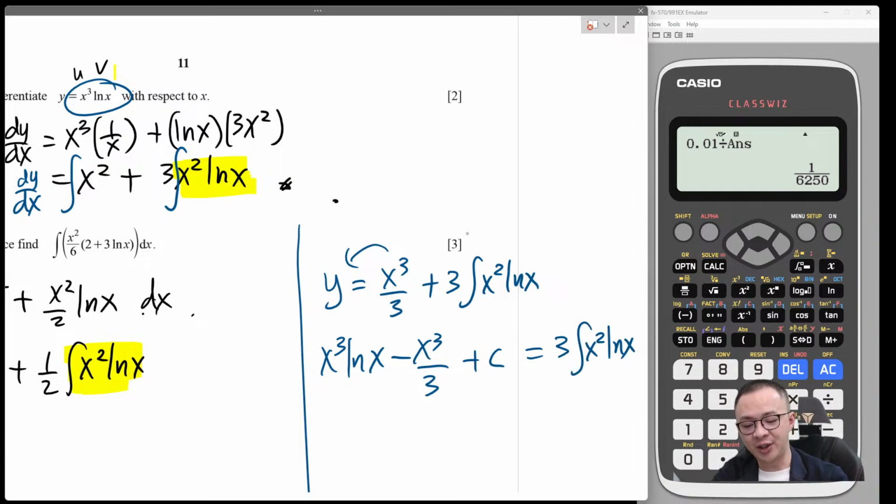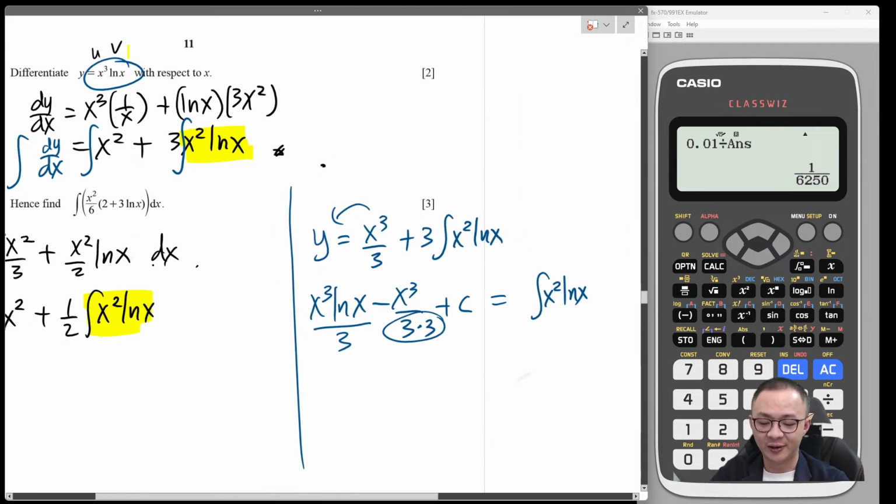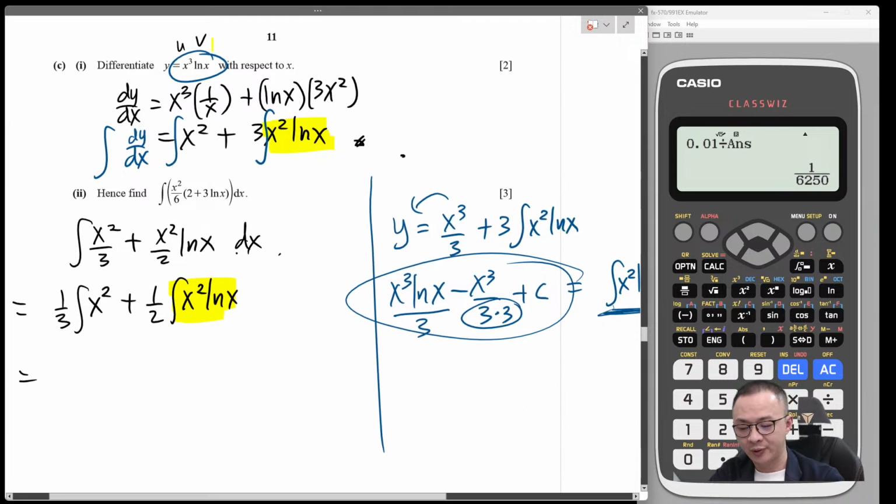I don't want the 3, so I will move the 3 to the other side. Then the whole thing will divide 3. Bottom will multiply 3. So this one has become 9. C no need divide 3. So right now I know if I integrate x squared ln x, I'm getting this one. Cool. So let's do it.